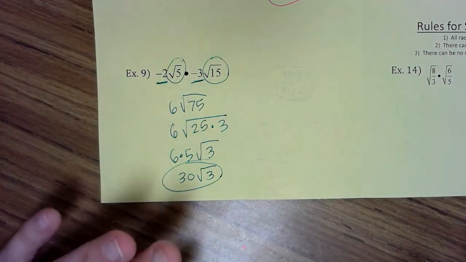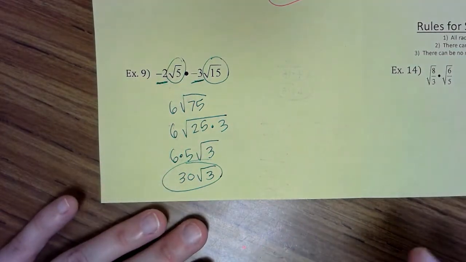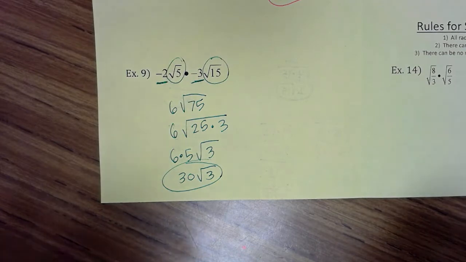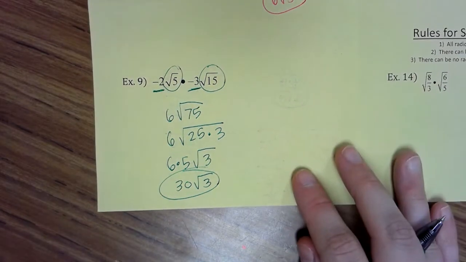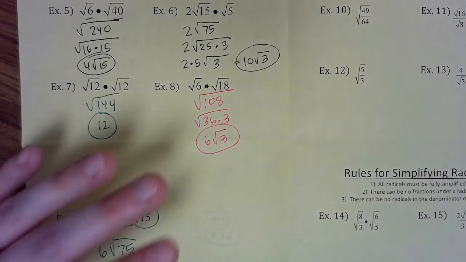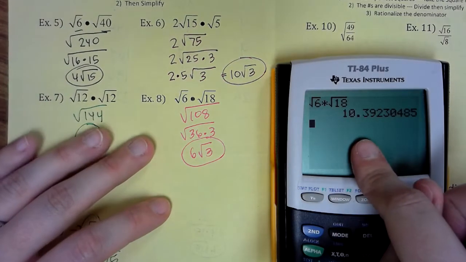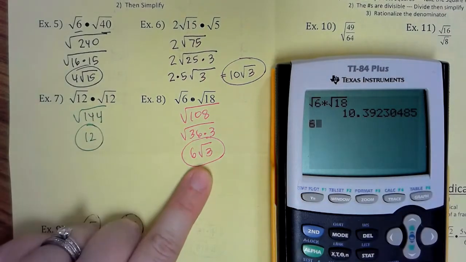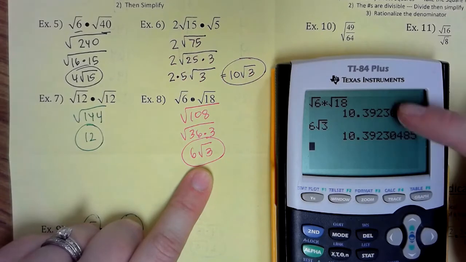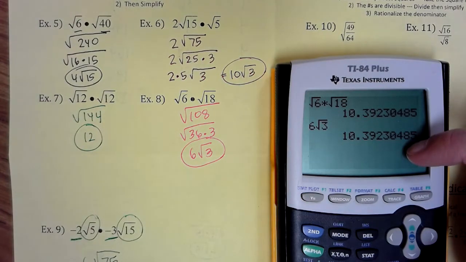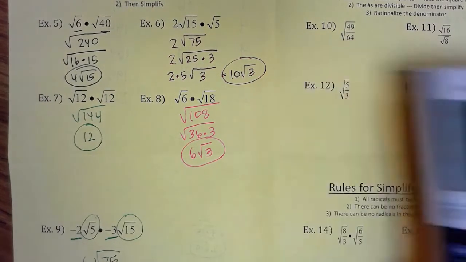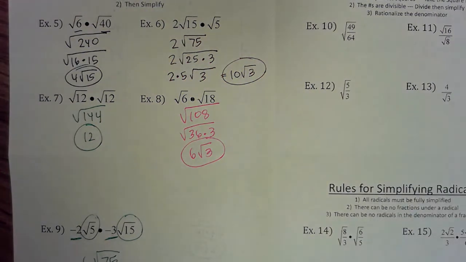Okay, again, it's never appropriate to leave your answer as a decimal. I always want them in simplest radical form. But let's say, for instance, you wanted to check and make sure you had the right answer. Let's do one that's easy to type in. I can type in the square root of 6 times the square root of 18. And the calculator, all it's going to tell me is 10.39. But then I got 6 times the square root of 3 for my answer. And you'll see that they're the exact same decimal. So again, I didn't change the value of it. I just simplified it.